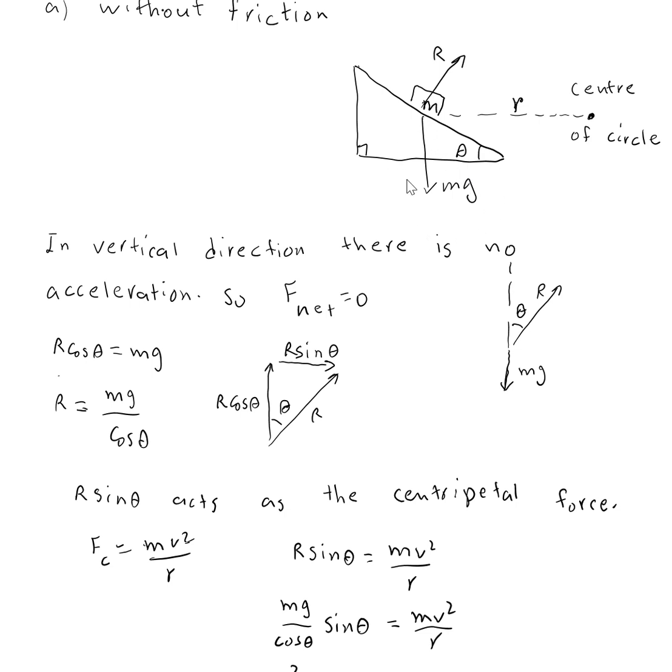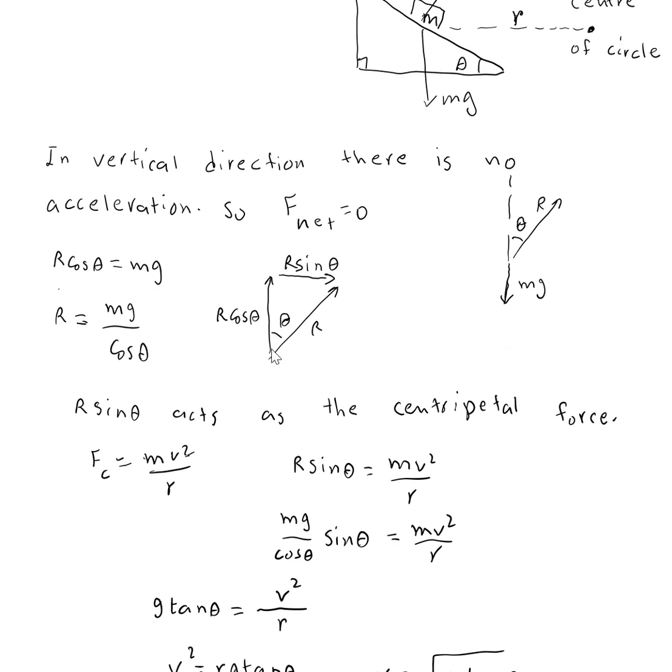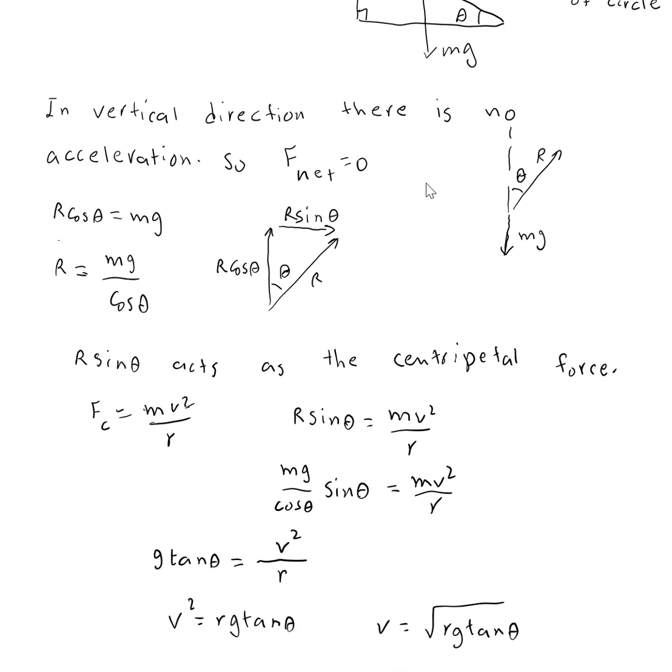One is the mg, which is totally in the vertical direction, but R can be resolved into two vectors, R cos theta and R sin theta. Remember that R makes an angle of theta with the vertical direction. So that becomes R cos theta, which is vertical, and R sin theta, which is horizontal. Now, R cos theta must be balancing mg to have no net force in the vertical direction. So R cos theta is equal to mg. From here, we can work out R to be mg on cos theta.